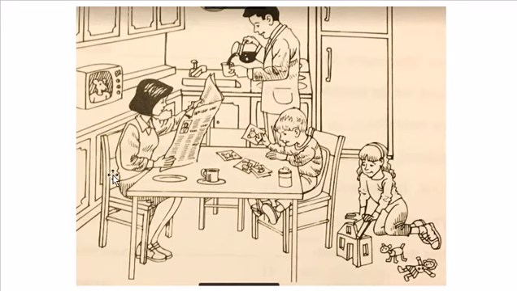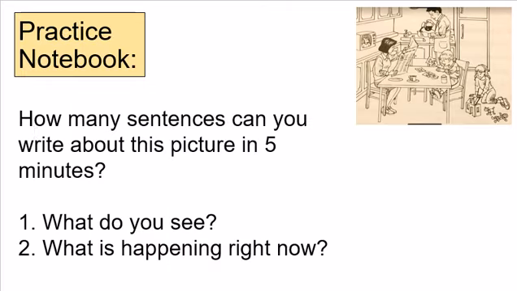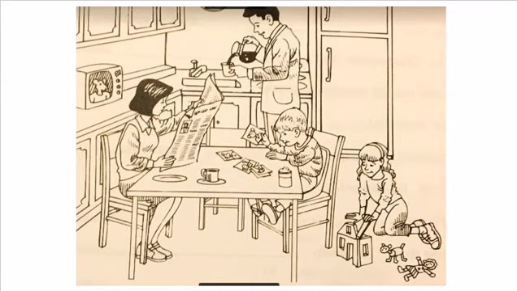So in this picture, what do you see? Can you describe the people? What actions are happening right now? How many sentences can you write in your practice notebook about this picture in 5 minutes? What do you see? What is happening right now? Okay, so you can pause the presentation and write your sentences. After 5 minutes, you can check the answers in the PowerPoint, okay?